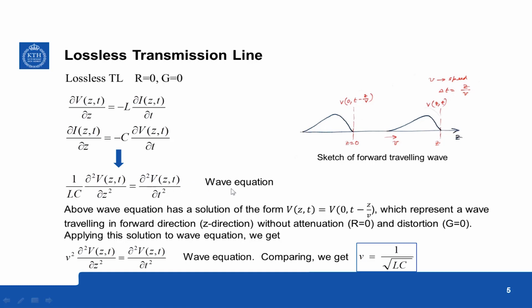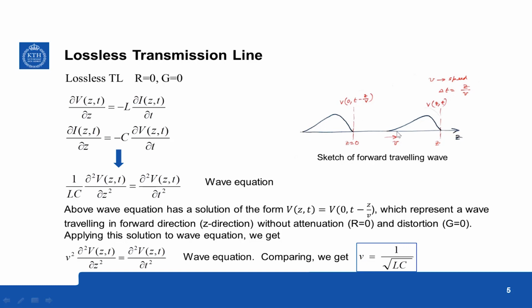Now we can find a solution for this wave equation using the normal rules in differential equations. And one can see that one of the solutions is of the form: voltage at any point in time equals the voltage that has happened at a time earlier at z equals 0. Say, for example, voltage at space z or length along the line and at time t equals the voltage that would have been there at z equal to 0 at a time z by v earlier. So z by v is the time required for the wave to travel up to this point, and v is the speed of the wave.